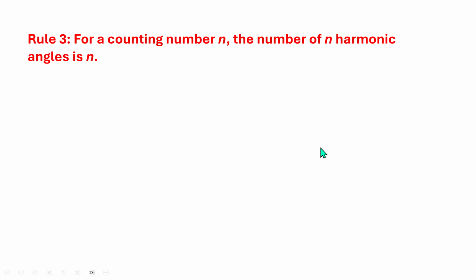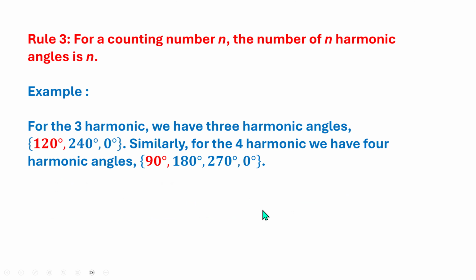Okay, rule 3, for counting number n, the number of n harmonic angles is n. That's what we talked about. So for instance, for the 3 harmonic, you have 3 harmonic angles. For the 4 harmonic, you have 4 harmonic angles. I've shown the root harmonic angle in red in each instance. And I always put them in this order. Start with the root harmonic, keep adding that root harmonic on, or multiplying by counting numbers until you get something equivalent to 0 degrees. That is the natural order for these things.